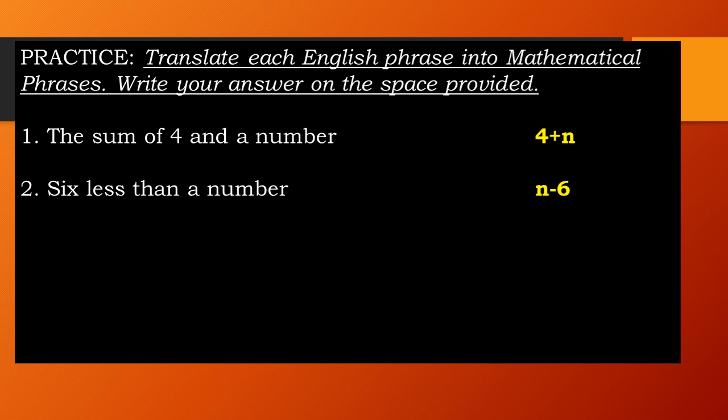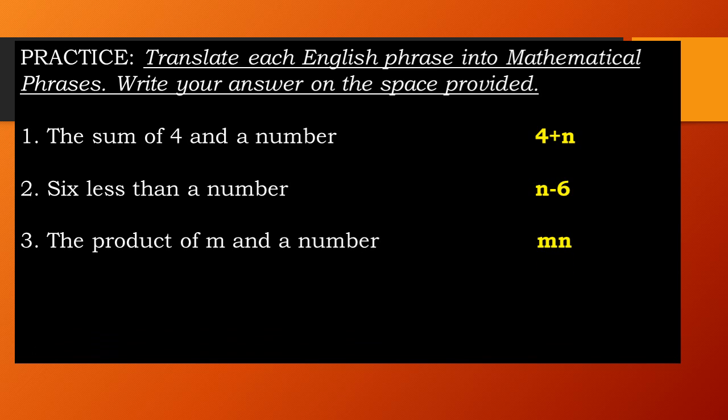Number 2. 6 less than a number. Always remember that with the word than, you are going to switch the places of the terms. Instead of 6 minus a number, you will use variable minus 6. Next, the product of m and a number. So just simply write m n, or you can write m then enclose n in parentheses.